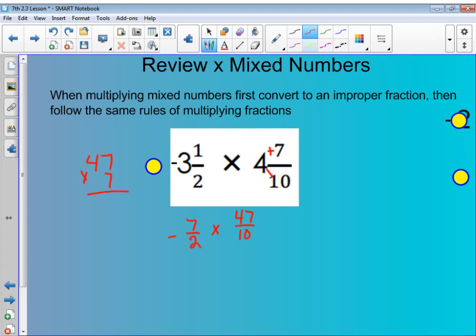So 47 times 7, 49, and 28 plus 4 would give me 32. So I get 329 over 20, and that would be a negative answer. And then if you wanted to change that to a mixed number, let's see, 20 would go into 105 times. So 200 would be 10, 300 would be 15, and then to 20 would be a 16, puts me at 320. I have 9 left over, 20. So as a mixed number, that would be negative 16 and 9/20.